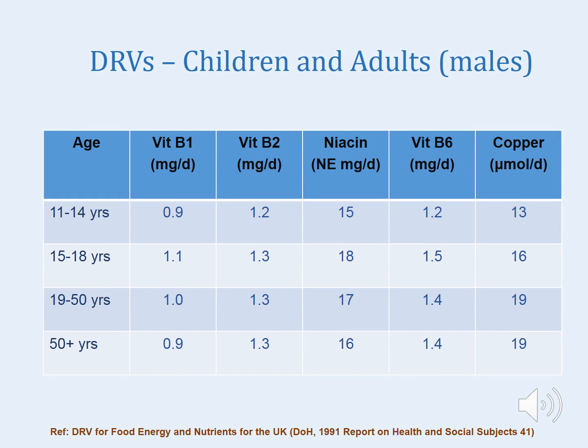So the next few slides just outline the DRVs for both the B vitamins and copper in children and adults.